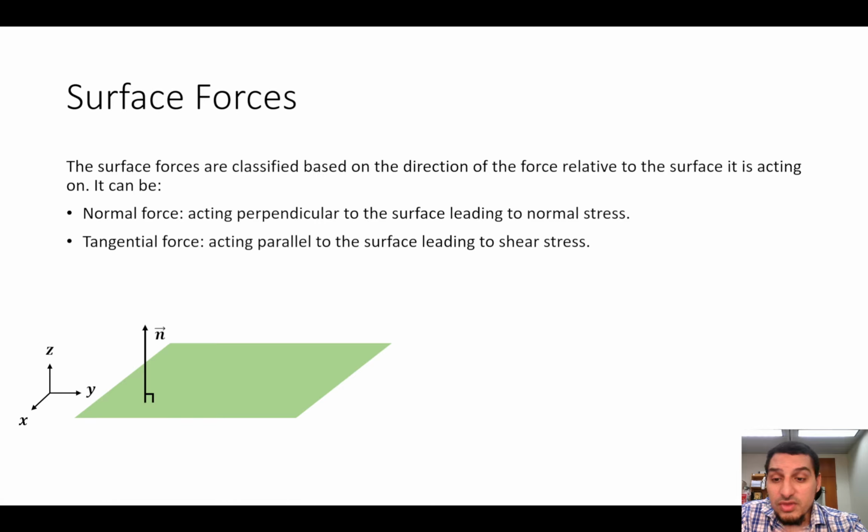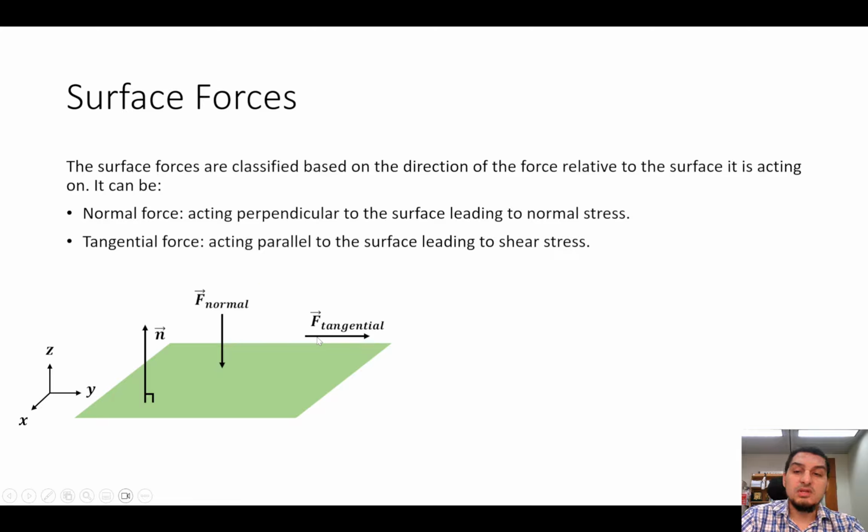And for the same surface, there can be two types of forces. There can be a force that is normal, which is in the same direction as the normal vector, in the z direction, and the force can be tangential, either in the y direction or in the x direction. And the forces are vectors, of course.